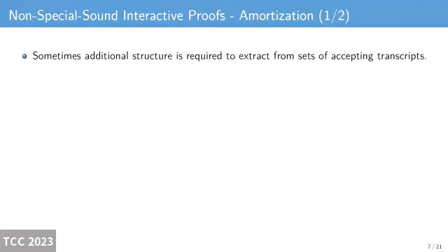So let us see where things go wrong. There are many interactive proofs for which you require additional structure to extract. In some sense, the special soundness notion is a threshold notion. It states how many transcripts you need to extract, but sometimes you need a bit of additional structure.